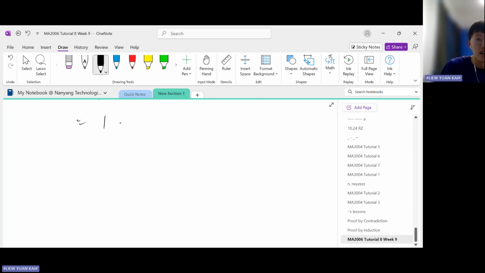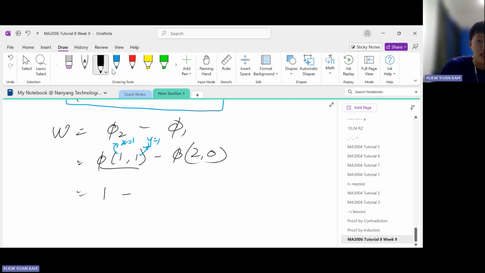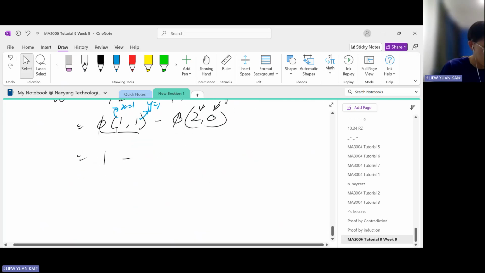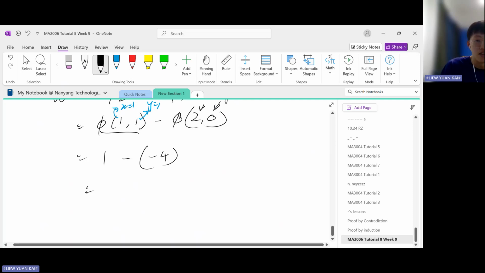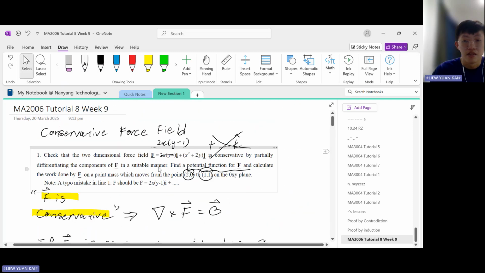1. Okay, now let's look at phi 1. So now this says x equals to 2 and y equals to 0. So what you do is you go back to your phi function. Again, because for the purposes of work done, you can omit the k. Let x equals to 2, y equals to 0, and then you can calculate phi 1 will become negative 4. So if you do this, 1 minus negative 4 will become 5. That's your work done. Okay, so this is the first question.